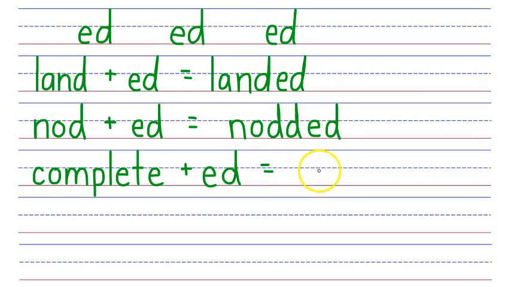Completed is spelled with a C that says k, an O that says ah, an M that says m, a P that says p, an L that says ul, an E that says e, a T that says t, E that says e, and a D that says d. Here's our ED phonogram following a T, and so it says ed. K, a, m, p, o, e, t. Ed. Completed.